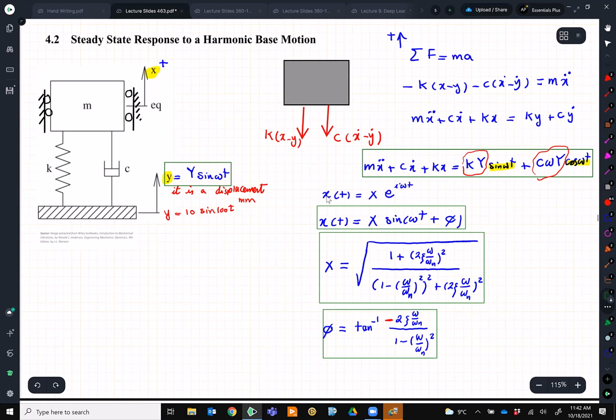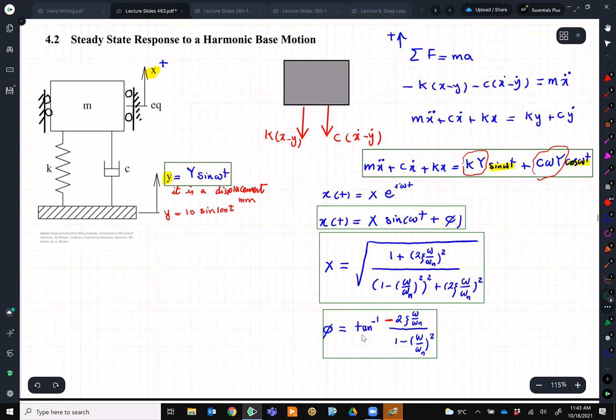We solve this differential equation. The response is x(t) = X sine(omega t plus phi). What is X? We can find it from these equations. And what is the phase phi? Again, we can find it from these equations.